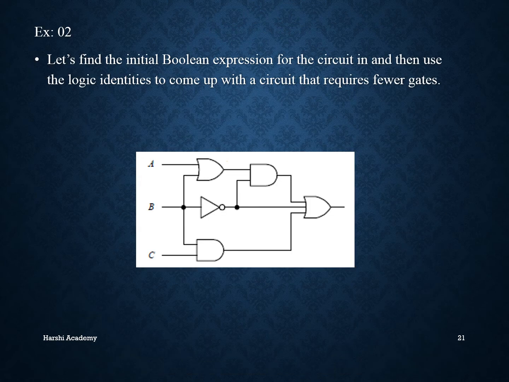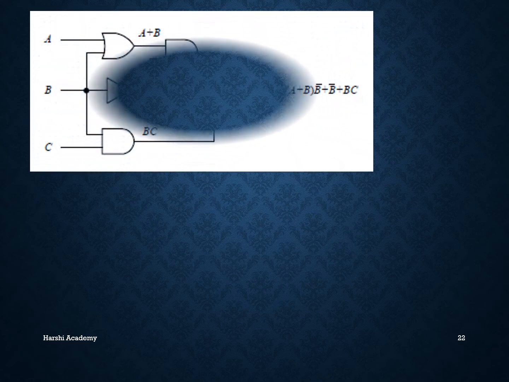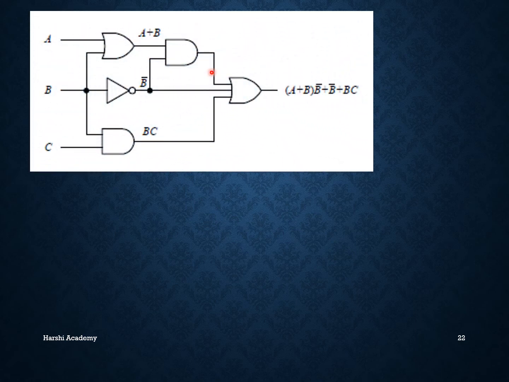Let's see another example. Let's find the initial Boolean expression for the circuit and then use the logic identities, Boolean algebra theorems, to come up with a circuit that requires fewer gates. Now stop the video and write the Boolean expression for the output. We can write the Boolean expression as this. Here the input is this OR gate, A and B. Then the output is A plus B.